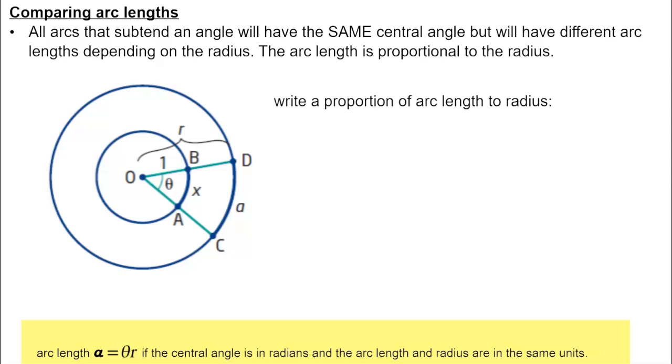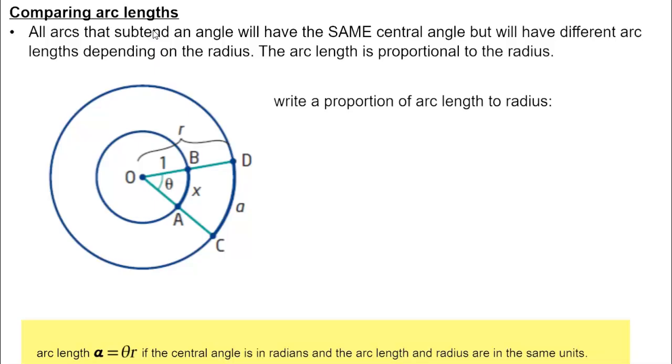Now, we say that the angle at theta is subtended by the arc x, and it's also, with the same central angle, subtended by the arc A. You can see that on the diagram. That's the same angle measure. It's just we're looking for the arc length of different circles, I guess. The unit circle's the middle one, and then you can see R labeling the radius of the bigger circle.